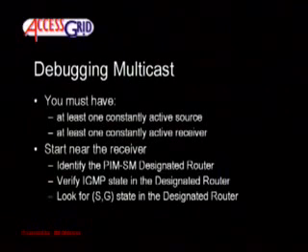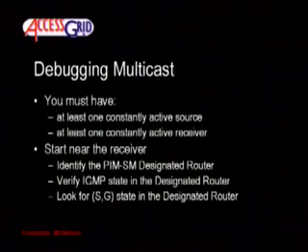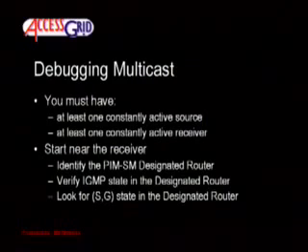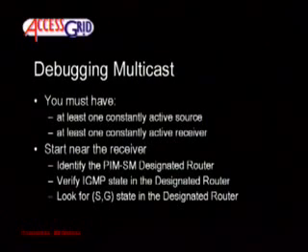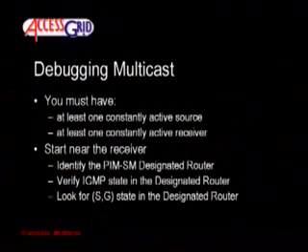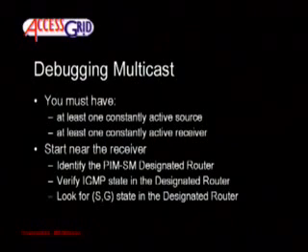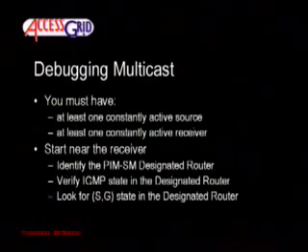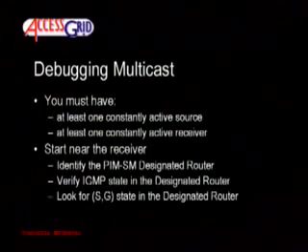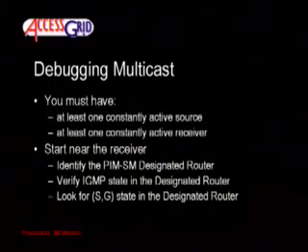Let's talk about debugging multicast. As I've said two or three times already, in order to debug multicast, you must have at least one constantly active source. When the internet was small enough, you could coordinate the people who are going to do the debugging. Today, you file trouble tickets, and you coordinate trouble tickets between NOCs. You can't assume that you're going to get end-to-end people on the NOCs for a non-emergency situation like multicast debugging.